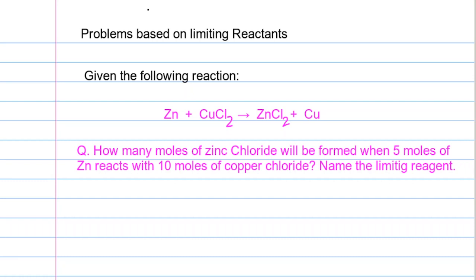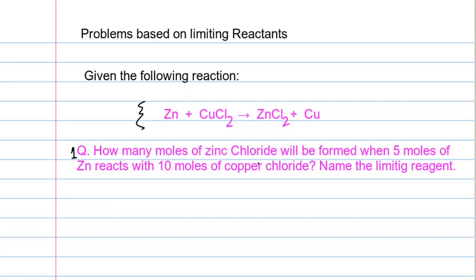First question. Given the following reaction, zinc plus copper chloride gives zinc chloride plus copper. How many moles of zinc chloride will be formed when 5 moles of zinc react with 10 moles of copper chloride? Remember, this reaction is the standard one, like we said previously with the example: with 1 burger bun we use 1 cheese slice and 1 chicken patty to form the product.